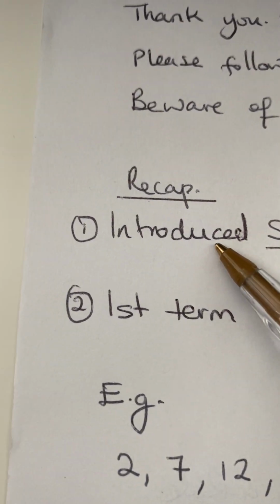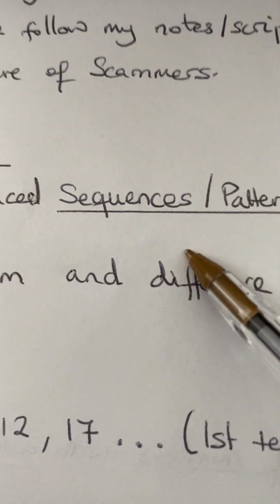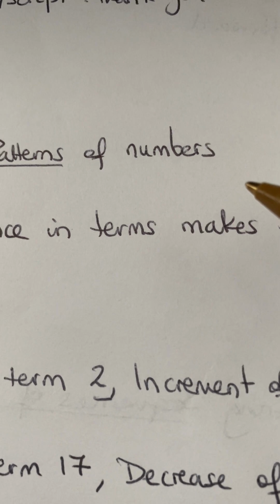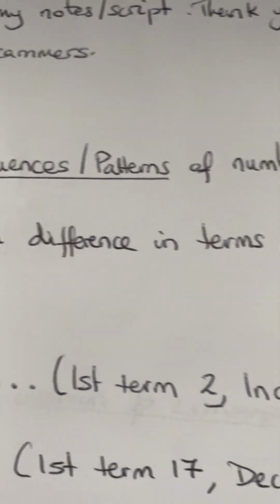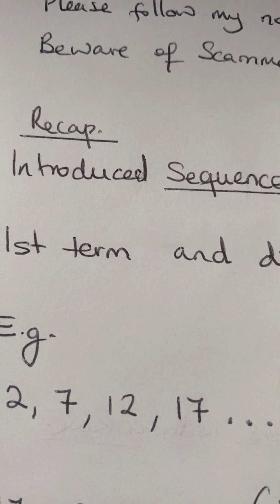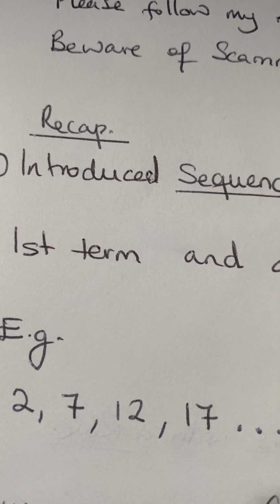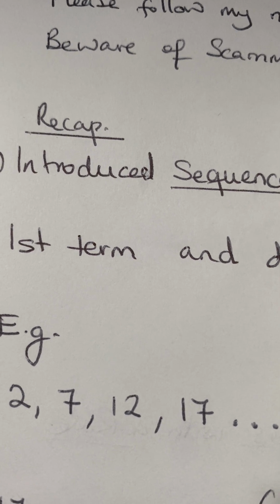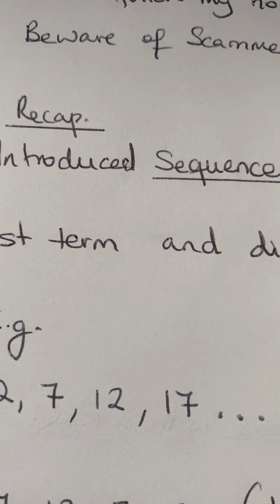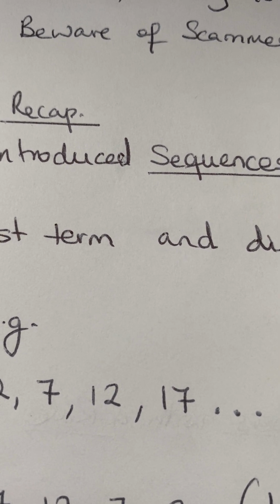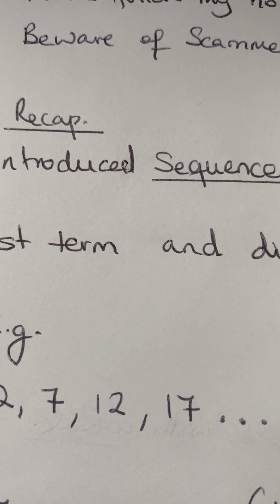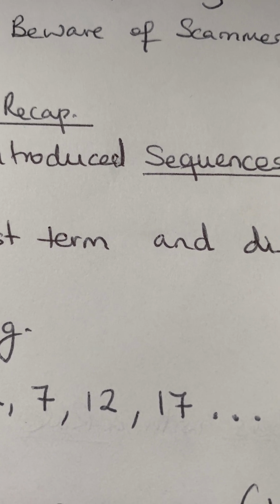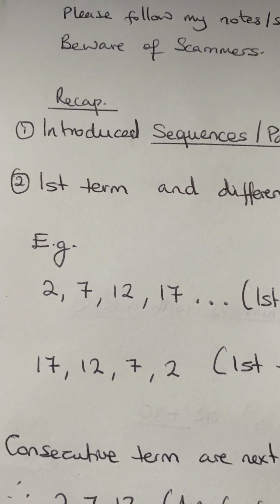Now I'll recap from last lesson. We introduced sequence and pattern of numbers. Then we saw a first term, and the difference in terms make every sequence unique. So we saw sequences might have the same numbers, but the first term is different, or they have the same difference but the rule is different. So every sequence in that sense is unique.